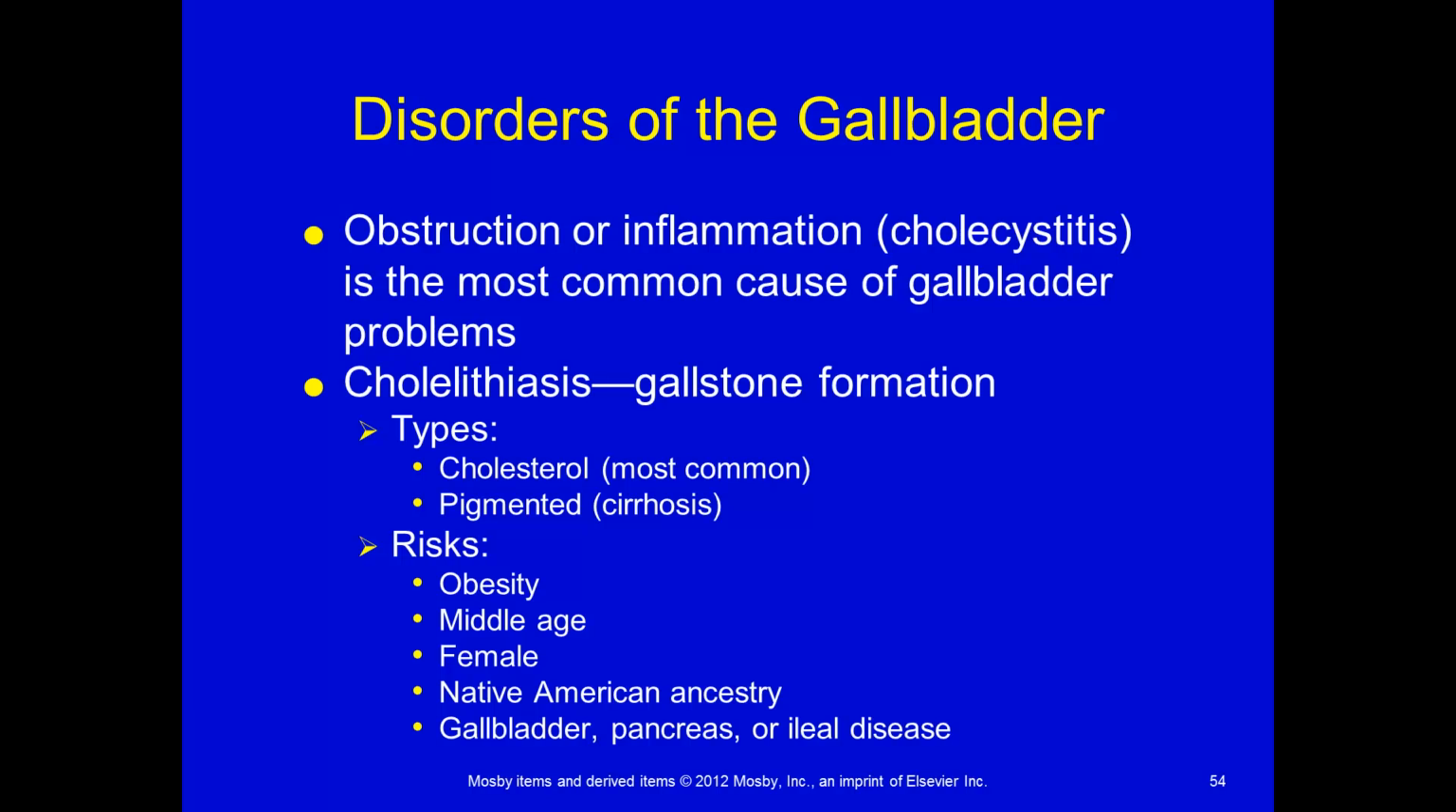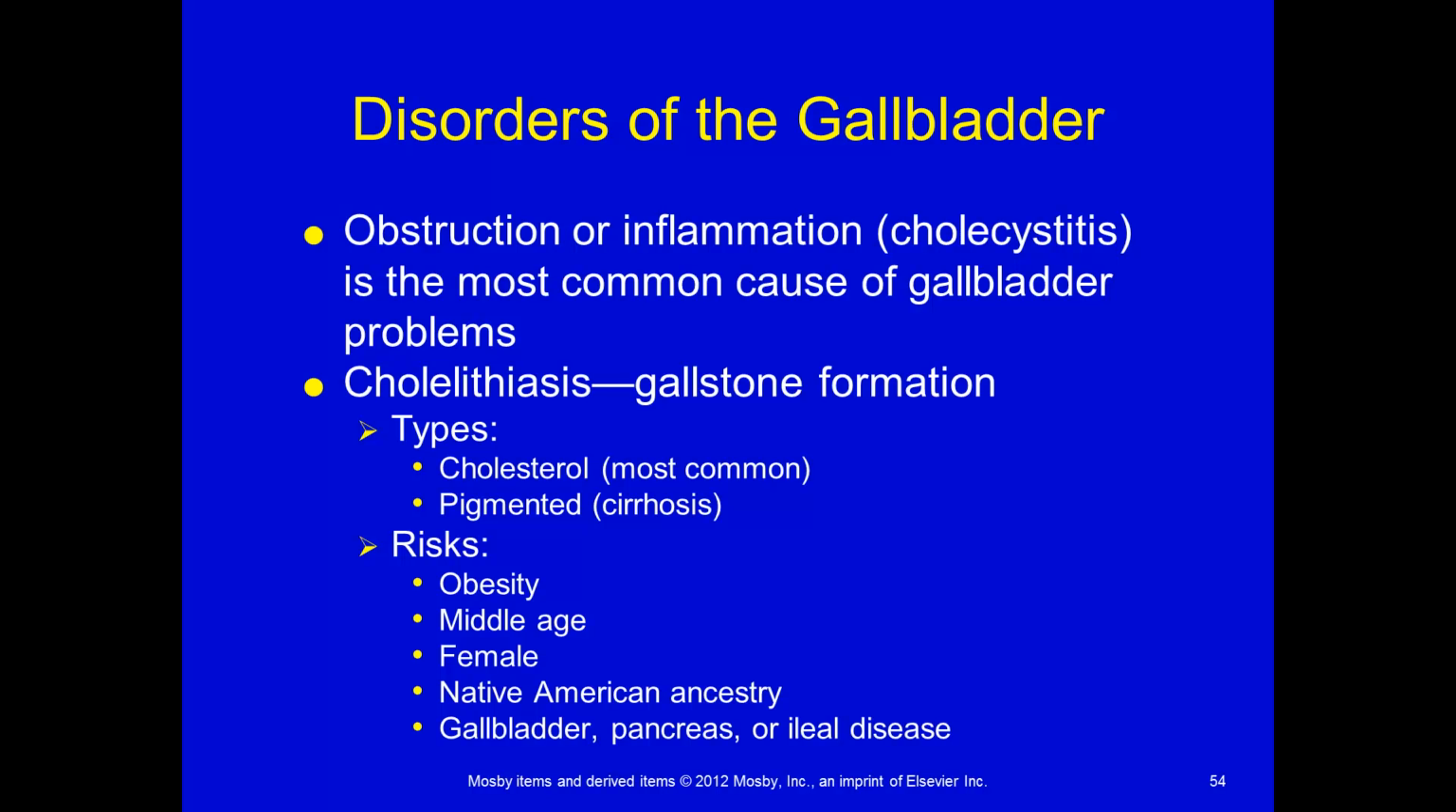Now that we've jumped around wonderfully, we're going to finally finish up with disorders of the gallbladder. So we know what the gallbladder does. We know that it acts as the reservoir, the little sac, if you will, to hold bile until it's needed during digestion. And so we have to talk about two different disorders of the gallbladder. One, cholecystitis, which is an obstruction or inflammation. It is the most common cause of gallbladder problems. So basically it's just inflammation of the gallbladder, versus cholelithiasis, which is actually gallstones, so gallstone formation.